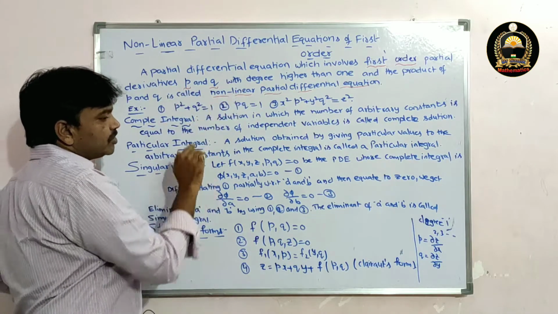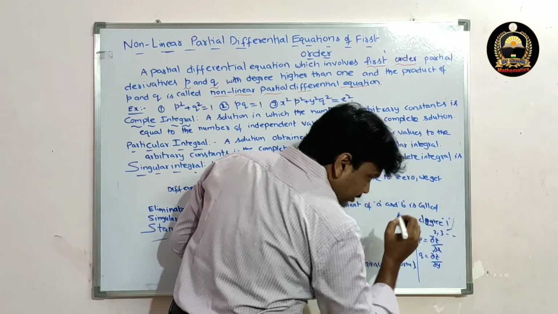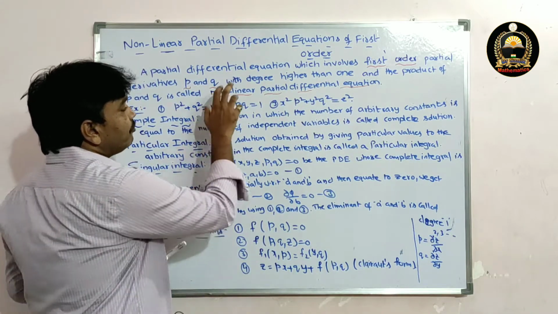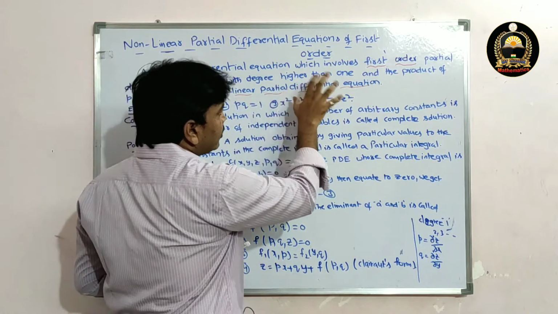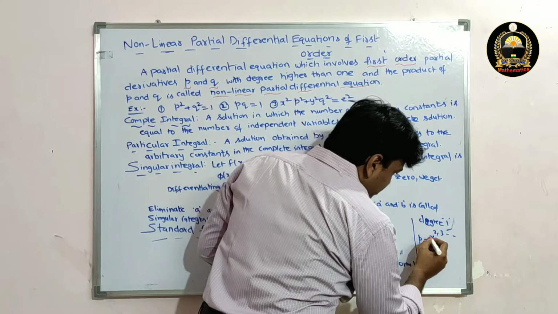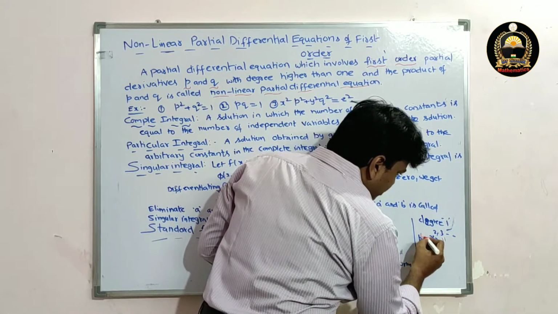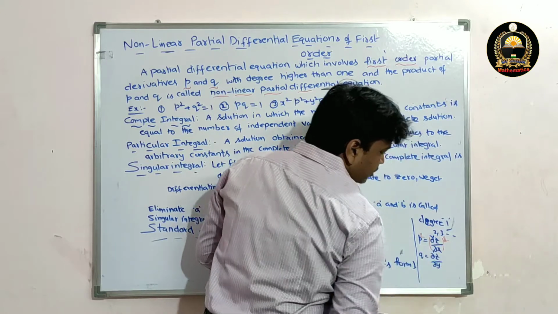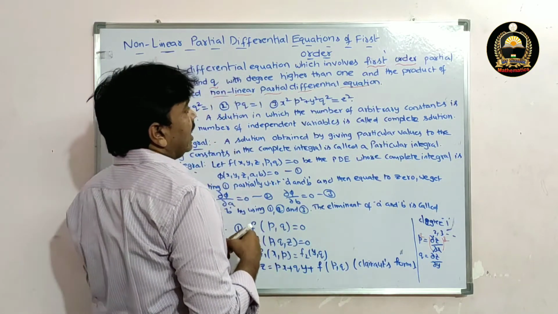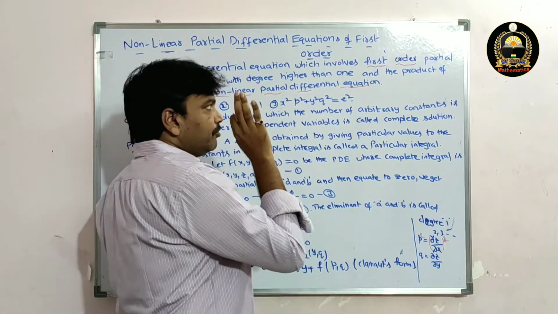What is order here, students? Order is 1, with degree higher than 1. Degree means here degree 1. If I am taking p square, what is degree here? 2. Dou z by dou x whole square. Higher than 1.